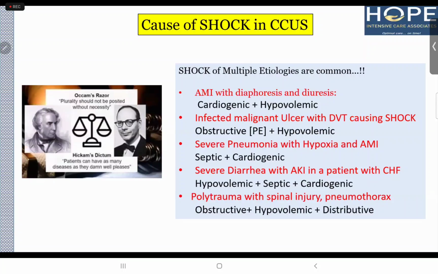Giving a few examples of multiple etiologies: a patient with myocardial infarction and diaphoresis and diuresis leads to hypovolemia along with cardiogenic shock. An infected malignant ulcer with DVT can cause shock, where we have infection as well as obstructive shock. Severe pneumonia presenting with hypoxia and MI will have septic and cardiogenic shock together. Severe diarrhea with AKI. So when you put an ultrasound probe, you should not jump onto it without following the fundamentals: taking history, clinical examination, putting your differentials, and then putting the probe on the patient to find out the differentials.